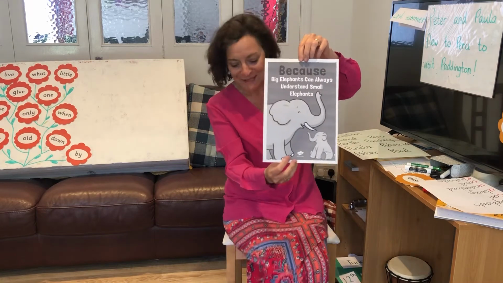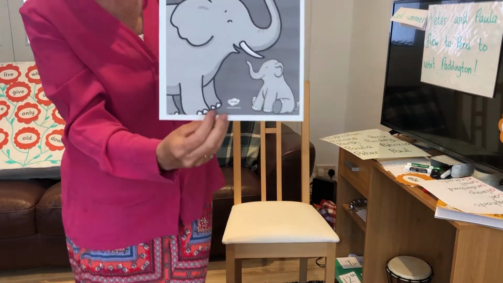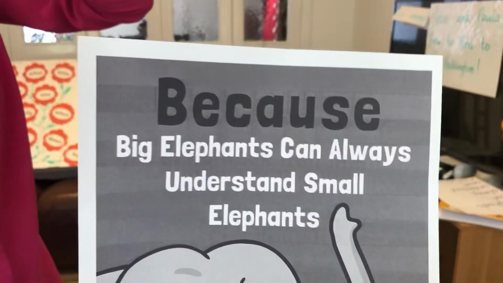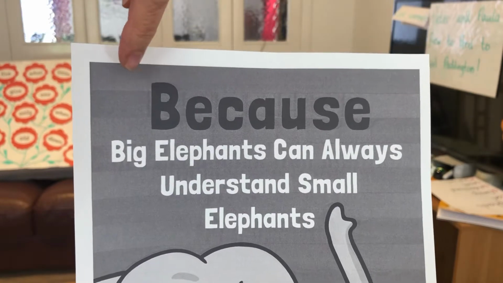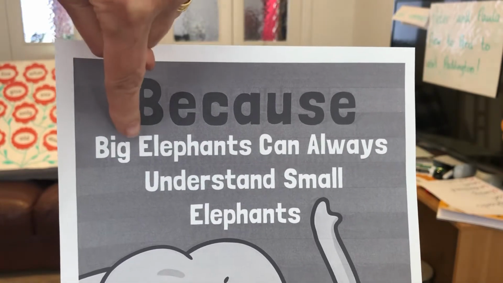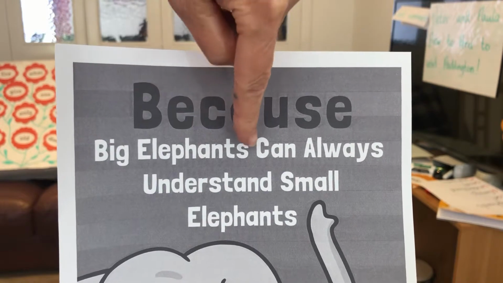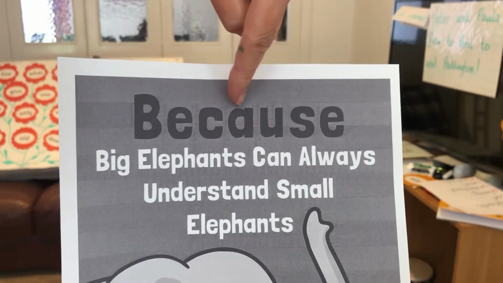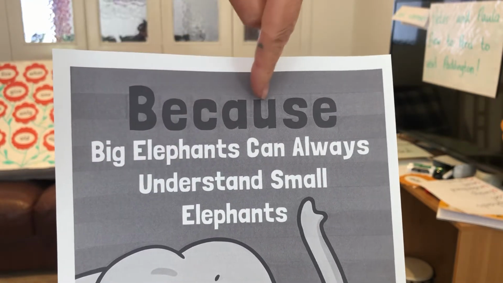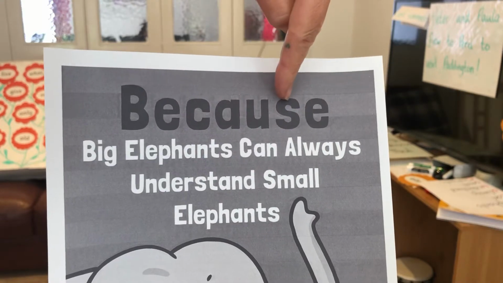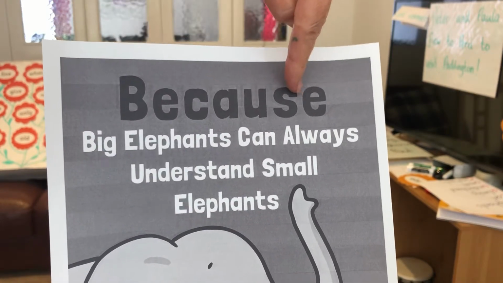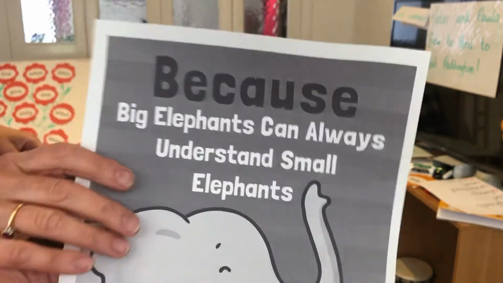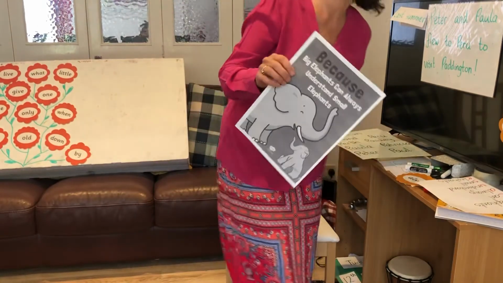Because. Now I've sent this with you in the files. I don't know if you can see that. So, because: big for the B, elephants for the E, can for the C, always, there's that word, for the A, understand is the U, small is the S, elephants is the E. So all these words, the first letter makes up the word because. That's just a wee verse, a mnemonic, to help you remember.